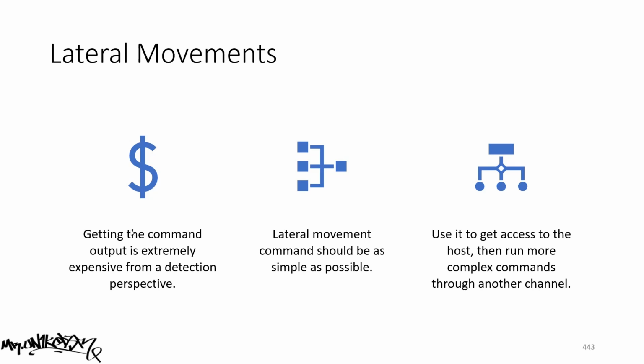Getting the command output is extremely expensive. I think I've probably mentioned that enough, so you should get that. Lateral movement commands should be as simple as possible. All you want to do when you perform lateral movement is get access to something else. You don't want to do remote reconnaissance or anything like that. You don't want to do post exploitation through lateral movement. You just want to get access and start working from whatever new access you gain.